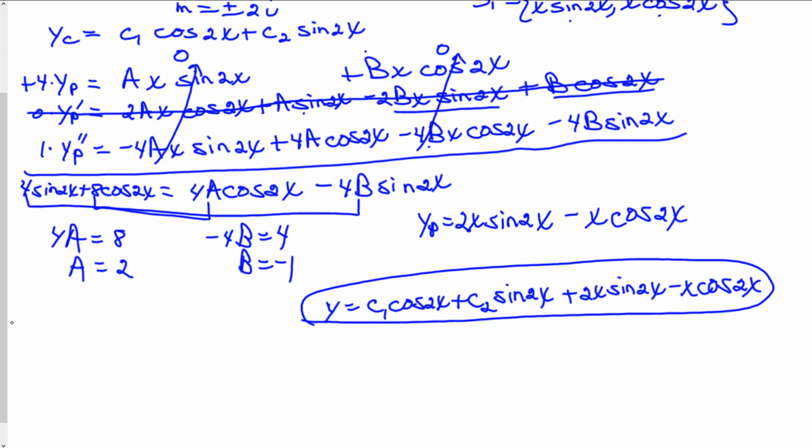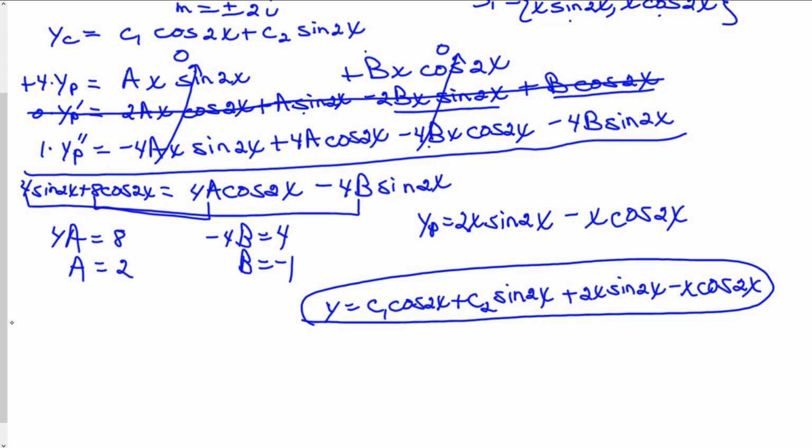Notice y sub c is the only one that has arbitrary constants. Y sub p has to have specific constants, and this whole solving process of finding the first and second derivative of y sub p so that you can plug it back in and make it work is how we get those coefficients. That's why this is called the method of undetermined coefficients.